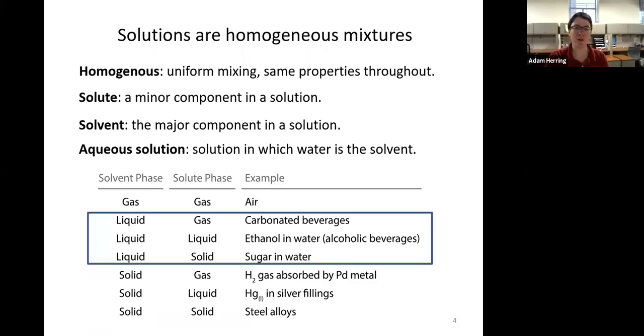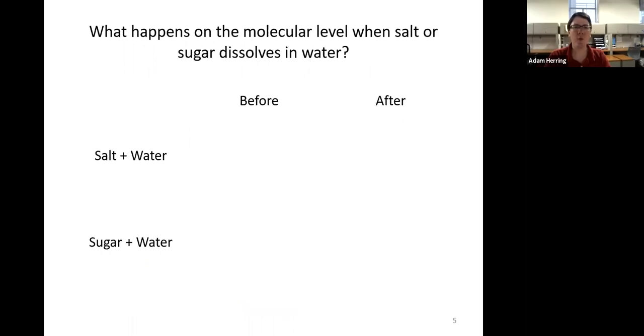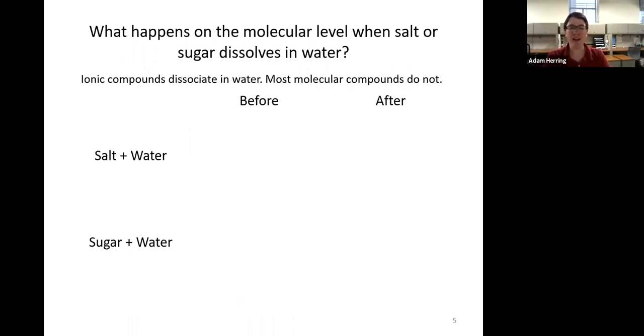So now, again, in Chem 110, we're going to focus on liquids as our solvent phase for different types of solutions. But what's happening on the molecular level? Let's take the example of table salt and sugar. So what happens when they're dissolving in water? Well, if you look at the salt crystals, it's an ionic compound. What we see is that ionic compounds will dissociate in water, but for the most part, molecular compounds do not. So what does that mean?